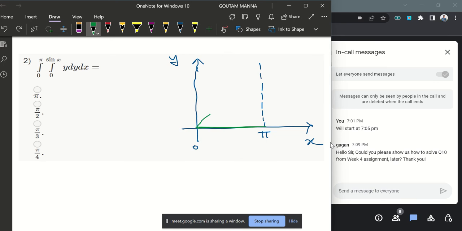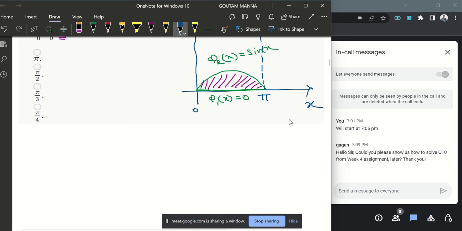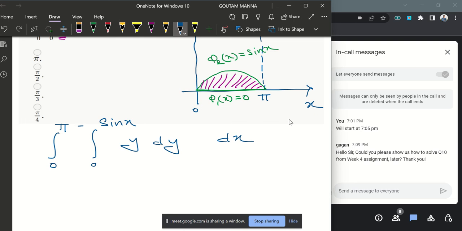Sorry, so you can call it phi 2x as sin x and phi 1x as 0. This is also a region of type 1. So in this region, we are asked to find out the integration of y. So let's do that. x is going from 0 to pi, y is going from 0 to sin x, y dy dx. So we will do the y integration first.